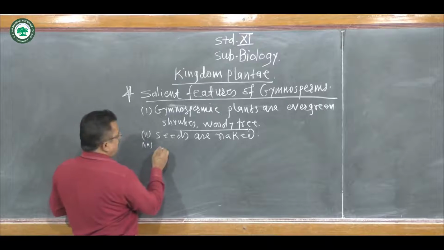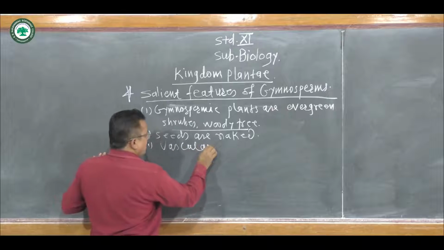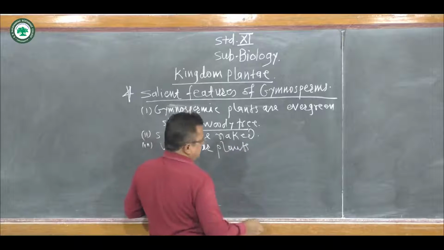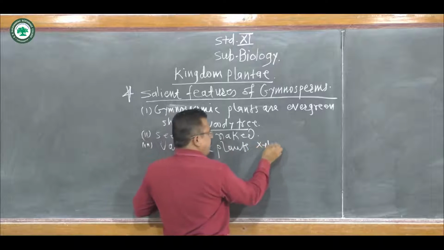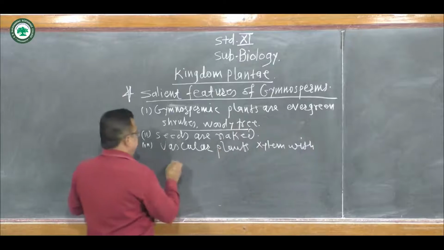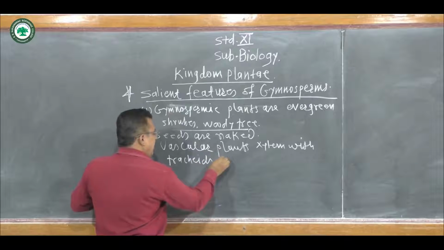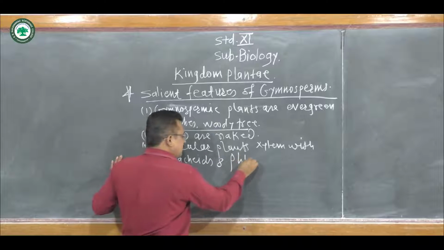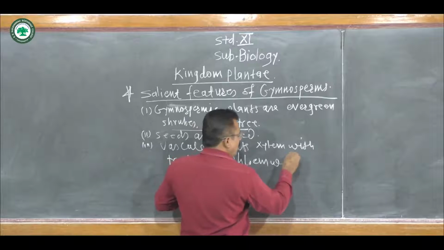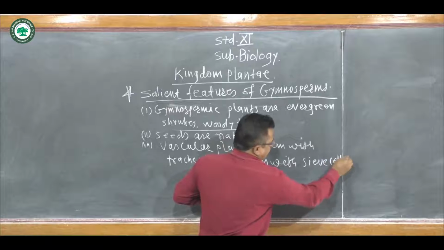Gymnospermic plants are vascular plants, with xylem having tracheids and phloem having sieve cells.